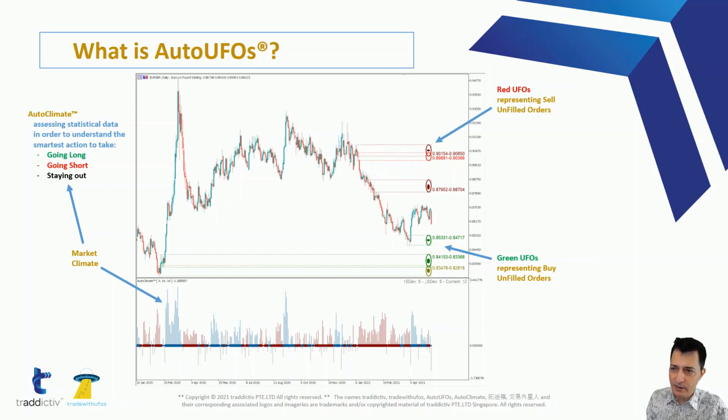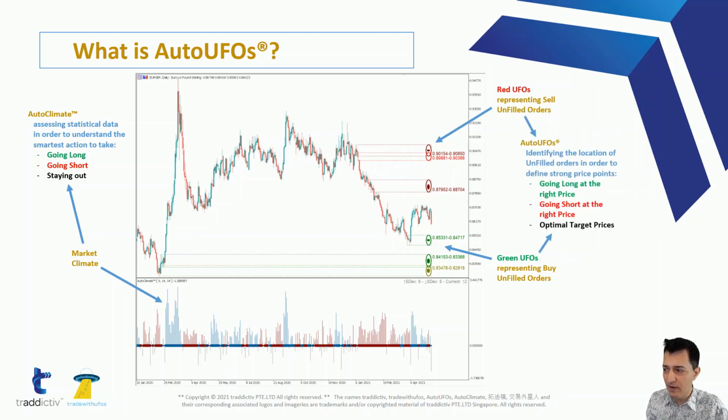So coming back to AutoUFOs, it identifies the location of on-field orders, and that is very helpful to define what we call strong price points. From a statistical point of view, it helps define good prices for you to go long, the right price to buy and go long, the right price to sell and go short, and also targets in an optimal way. Often traders leave money on the table. It's not like we have a crystal ball, and you can never leave money on the table, but the more precise the tools that you use, the less money you leave on the table, and therefore the more efficient and safe your trading methodology.